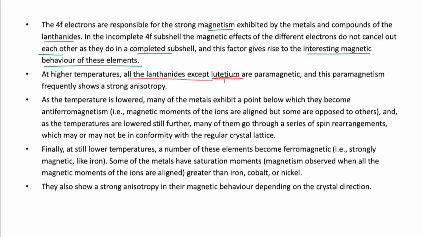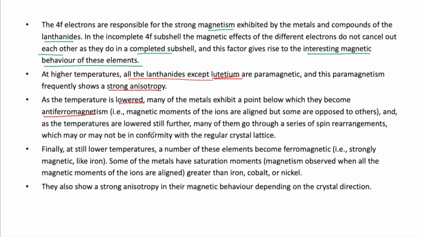Be careful and note this down somewhere. This paramagnetism frequently shows a strong anisotropy. Next, as the temperature is lowered, many of the metals exhibit a point below which they become antiferromagnetic, that is, the magnetic moments of the ions are aligned but some are opposed to the others. You know what antiferromagnetism means.